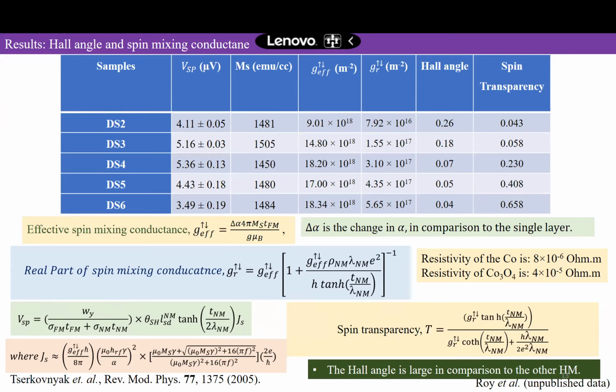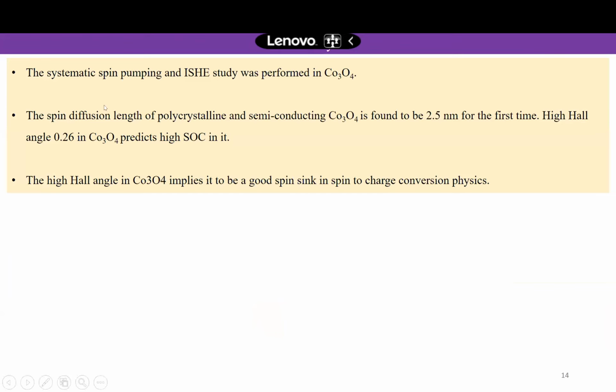So this spin mixing conductance is also comparable to other heavy metals, which shows that Co3O4 is a promising material that can be used in charge current to spin current conversion physics. As a summary, we have systematically studied spin pumping and the ISHE, and we have also calculated the spin diffusion length.